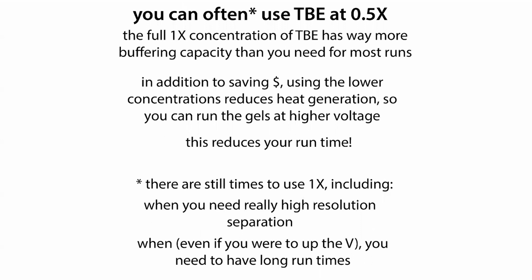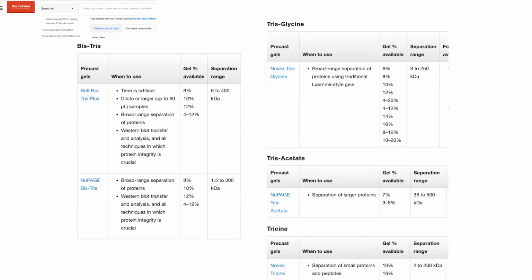Speaking of that TBE, I use it at 0.5x. Saves money, reduces heat generation, reduces runtime because you can run things faster, stuff like this. But if you have a really long run, then you're not going to want to do that because you're not going to have enough buffering capacity. And again, much more on this in my TAE versus TBE post.